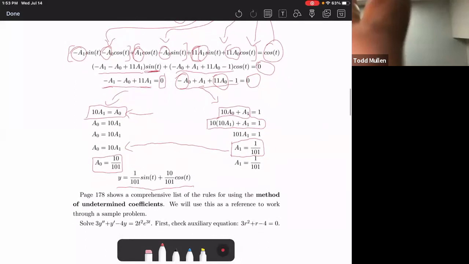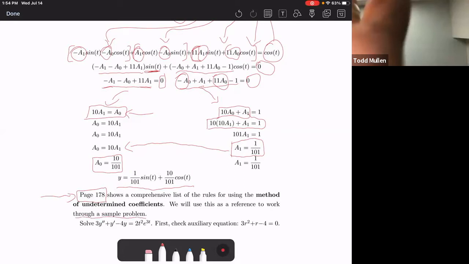Now, we've been making some educated guesses so far. We haven't really had any rules to work with. Page 178 of the textbook is going to show a comprehensive list of the rules for using the method of undetermined coefficients. And it's going to talk about the two different types that we were looking at, where you have something kind of linear on the right, or if you have something to do with trig functions on the right. Sorry, polynomial or trig functions, is what I meant to say. So if you go to page 178, you can give that a read over. We're going to use that as a reference to work through the following sample problem.